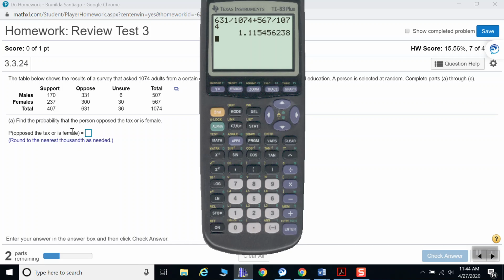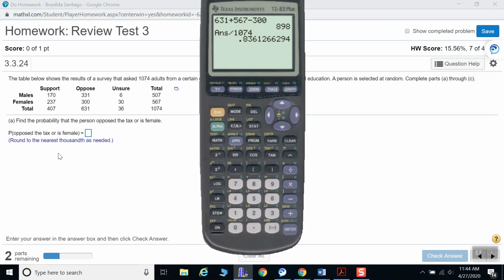And if you notice, we counted females and oppose twice because oppose and female are 300s. So you have to look, these two events are not mutually exclusive, so we need to remove the overlap. In essence, it's going to be 631 plus the females, 567, minus the overlap, 300s. Those are the ones that oppose and are females. And this is my numerator, divided by the overall denominator of 1,074.